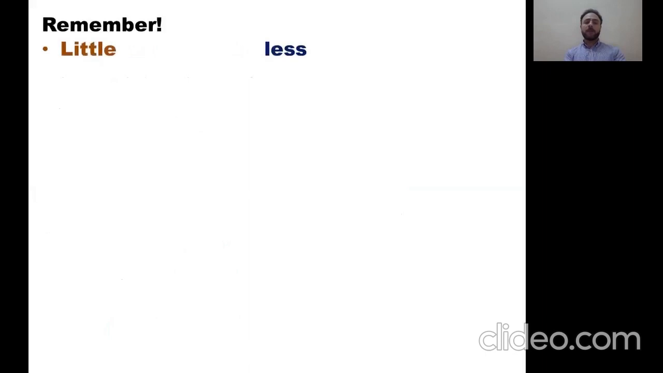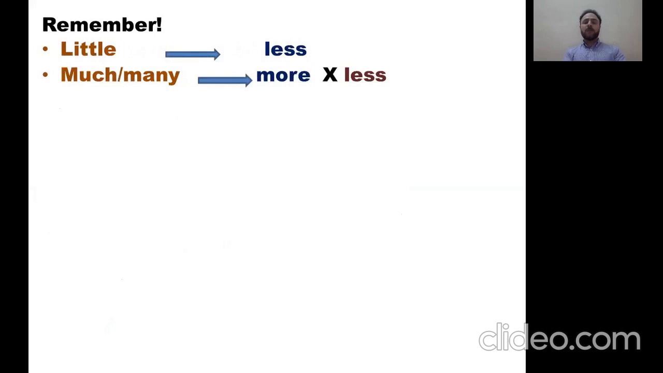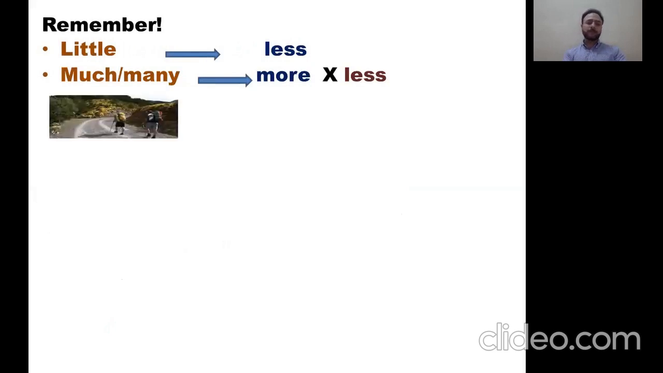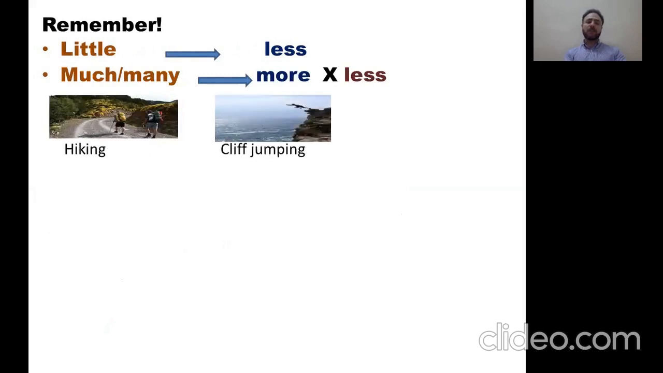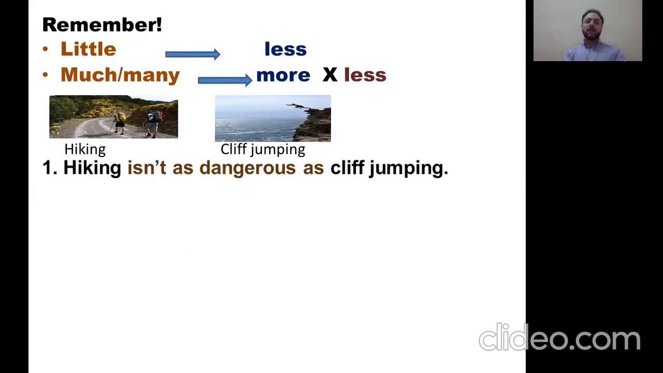Remember, the comparative form of little is less, and the comparative form of much and many is more, and less is the opposite of more. Look at the picture of hiking and the second picture of cliff jumping. Number 1, hiking isn't as dangerous as cliff jumping. Use less and more.